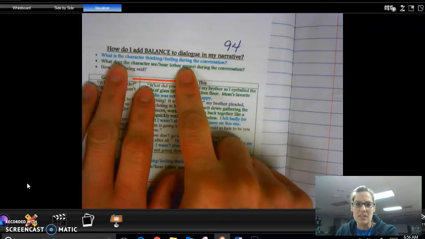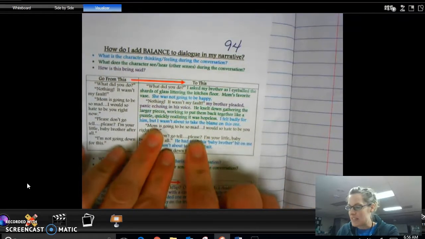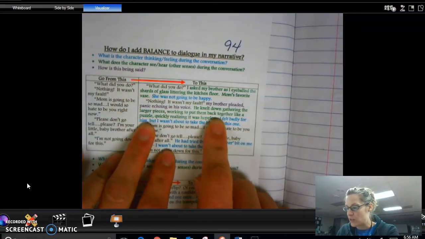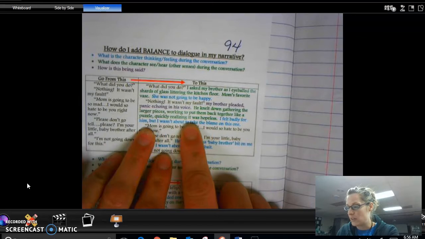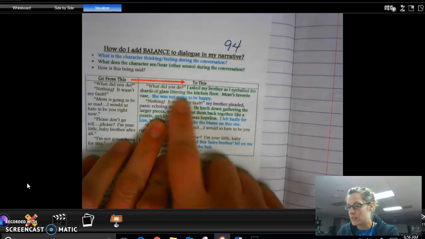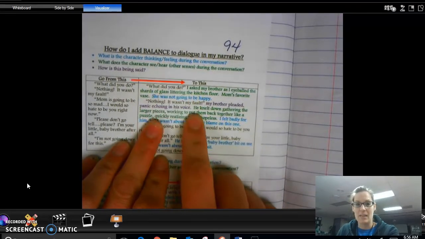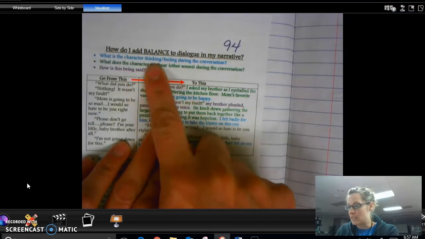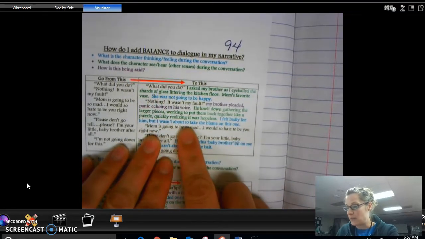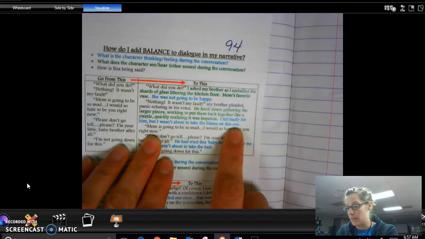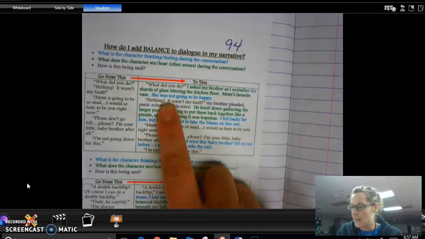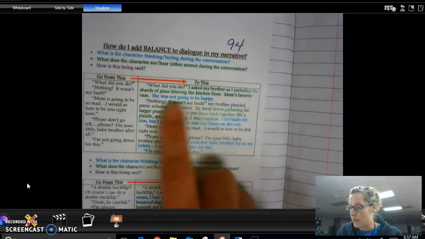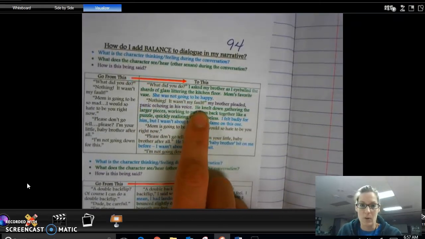So as you're taking a look at this one, really give it a try. Maybe pick one of these three, or read the examples here. He knelt down, gathering the larger pieces, working to put them back together like a puzzle, quickly realizing it was hopeless. Okay, that's what I'm seeing. I am watching him kneel down and gather the pieces. Now he's going to feel. I felt badly for him, but I wasn't about to take the blame on this one. Okay, nothing. It wasn't my fault. My brother pleaded, panic echoing in his voice.